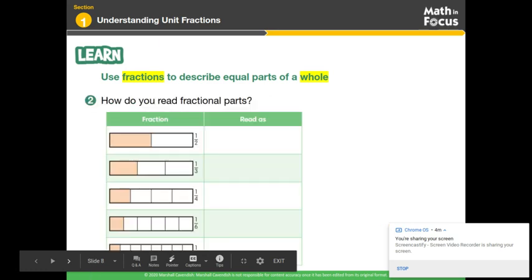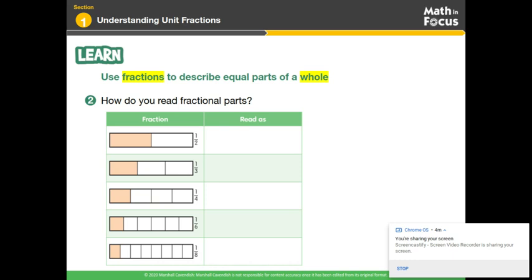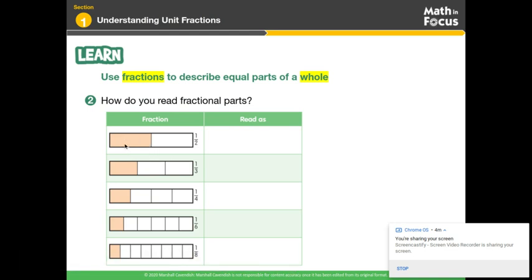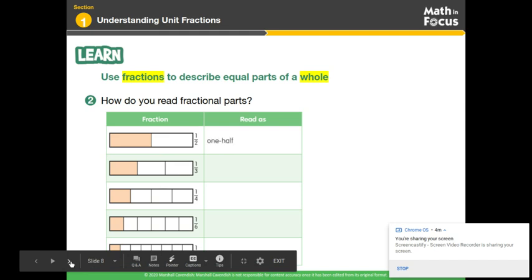Let's talk about reading and writing fractions. Boys and girls, third graders need to be able to read fractional parts. So in this model here, this is a fraction model, the whole is divided into 2 parts. 1 part is shaded. The numerator is the part that's shaded. There's 1 part shaded, and there are 2 parts altogether. How do you read this fraction? If you said 1/2, you're right.